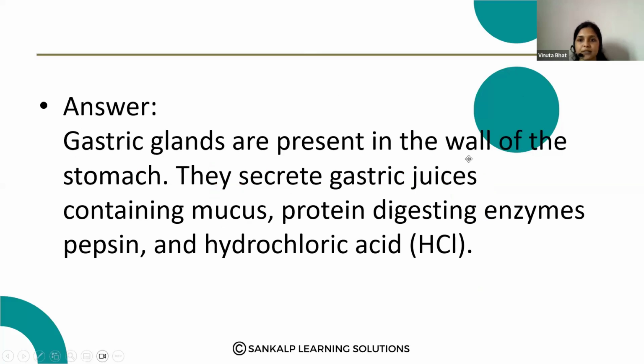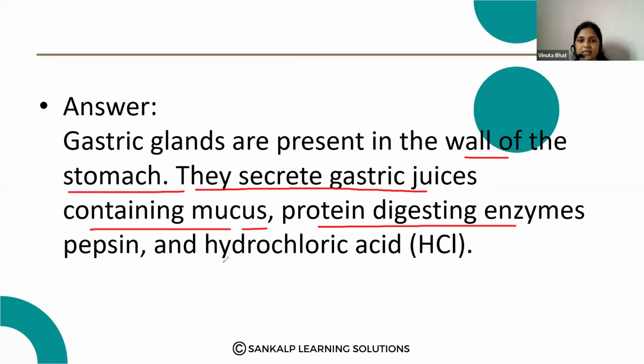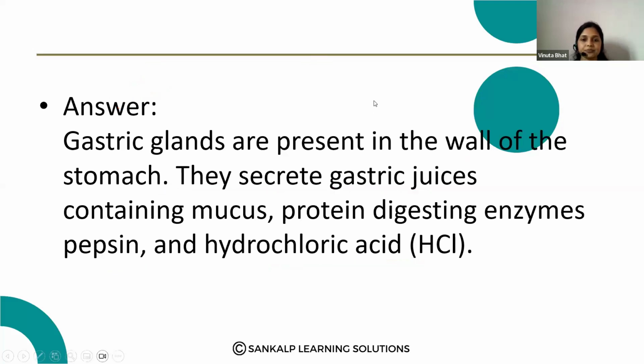Yes, gastric glands are present in the walls of the stomach. They secrete the gastric juices containing mucus, protein digesting enzymes, pepsin, and hydrochloric acid. So this is also a one mark question. Note down the answer: state the function and location of the gastric glands. It can be asked as a 2-mark question also. Okay, so let us move to the next slide.